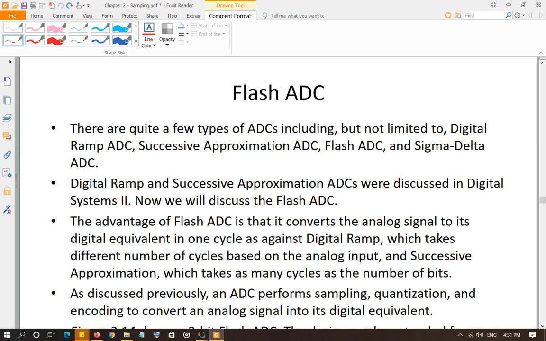We are going to discuss now different types of ADCs, but in detail we're going to discuss one ADC in this chapter, in this course, which is Flash ADC. But to give you some introduction to ADC circuits, of course, we discuss what an ADC is. An ADC is an analog to digital converter that converts an analog signal into digital signal.